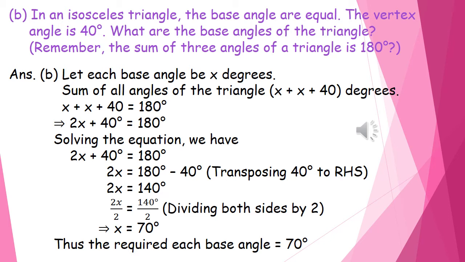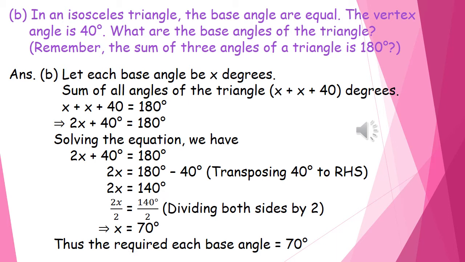So let each of the base angles be x. In an isosceles triangle both the base angles are equal, so each of them is x. So the sum of two base angles will be x plus x. So the sum of all three interior angles will be x plus x plus 40. That is equal to 180 according to the angle sum property of triangles. So 2x plus 40 is equal to 180.